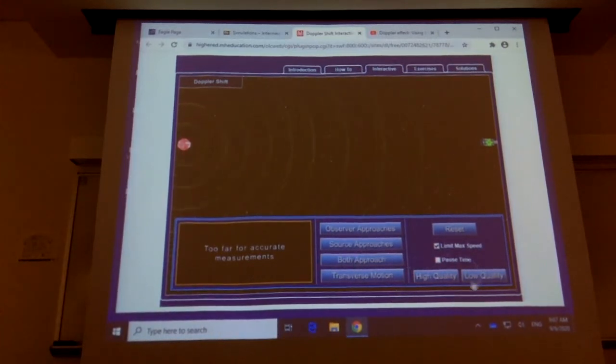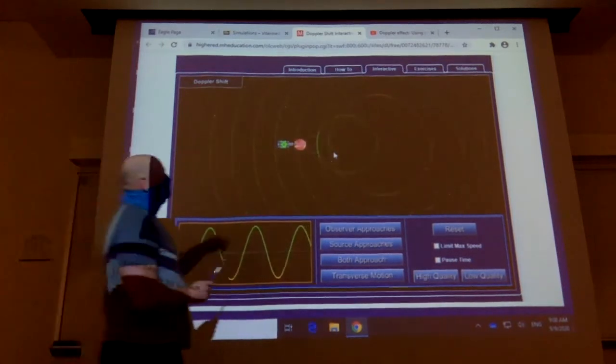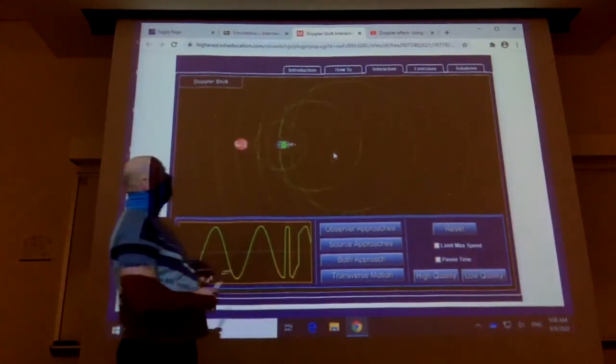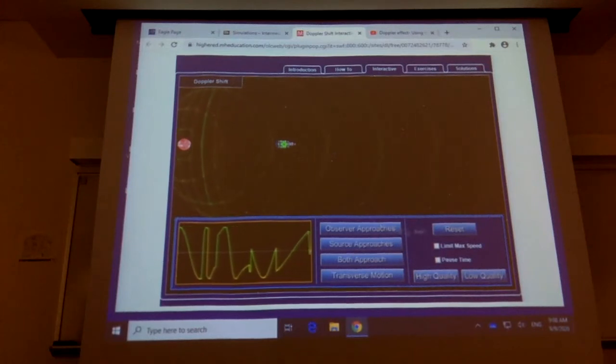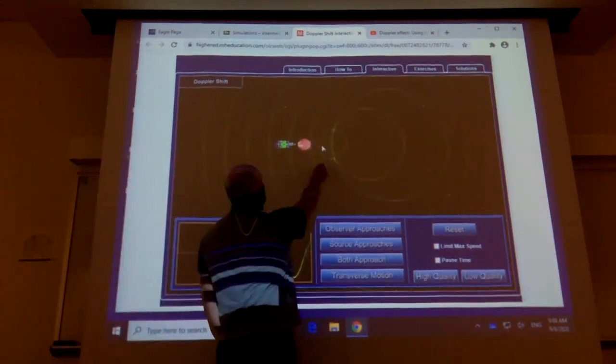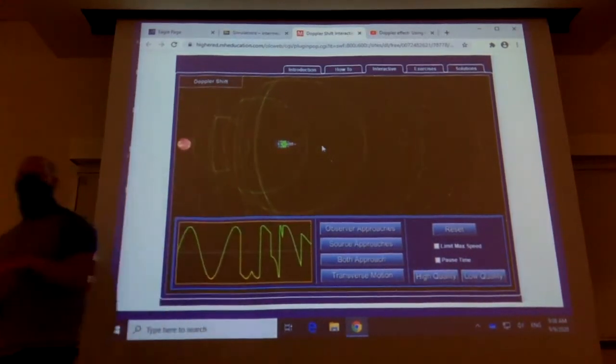Now, one other interesting thing I want to show you here is, let me take off the max speed limit. What happens if I give this guy a tremendous amount of speed? What happens in this case? Each time he gives off a wave pulse, he's actually already past the location at which that wave pulse then starts to move out, which creates this kind of cone effect. If you notice, every time he gives off a wave pulse, since he's moving faster than the speed at which the sound is moving, it creates this cone-like shape around him.